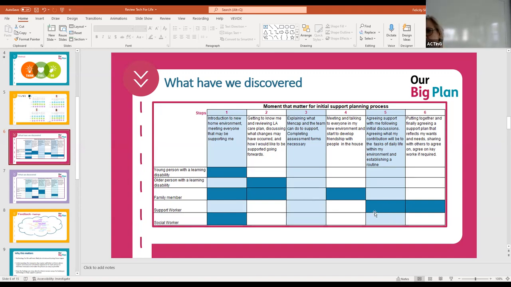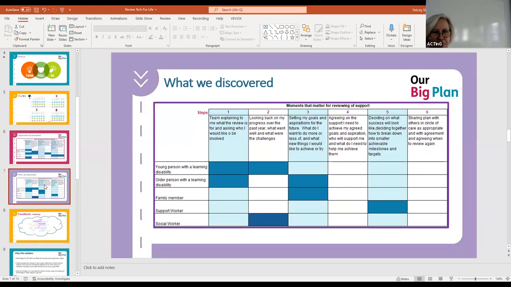But for our staff, for the workforce, agreeing the support and putting together a support plan were the key moments that mattered in that journey. The dark squares indicate the moments that mattered that were chosen as part of that group work, with six services and around 22 people in total who inputted what they thought their feelings would be.